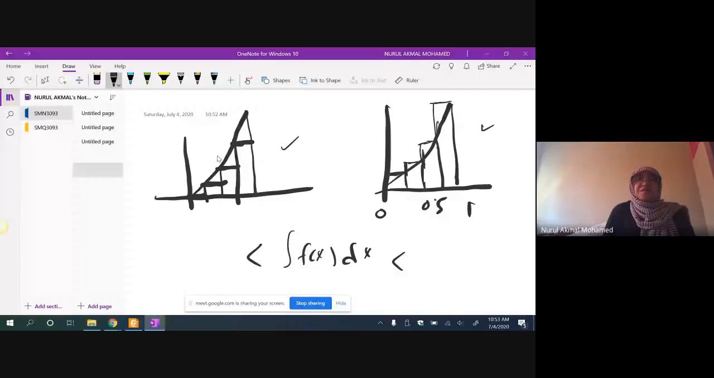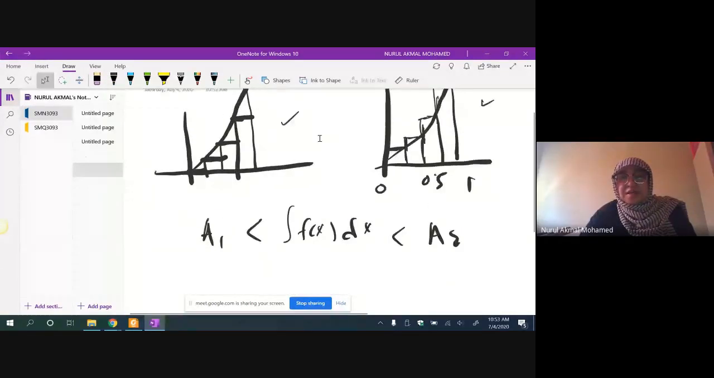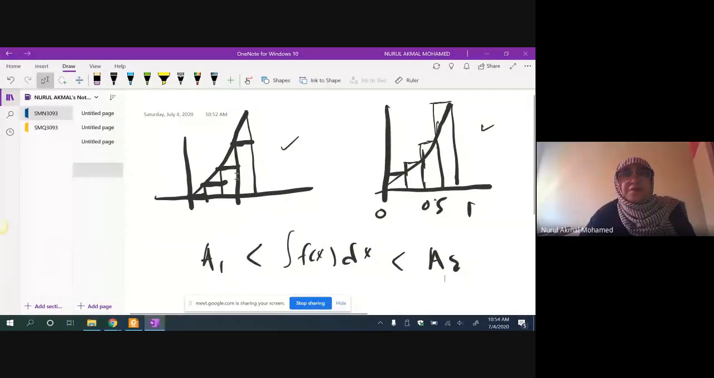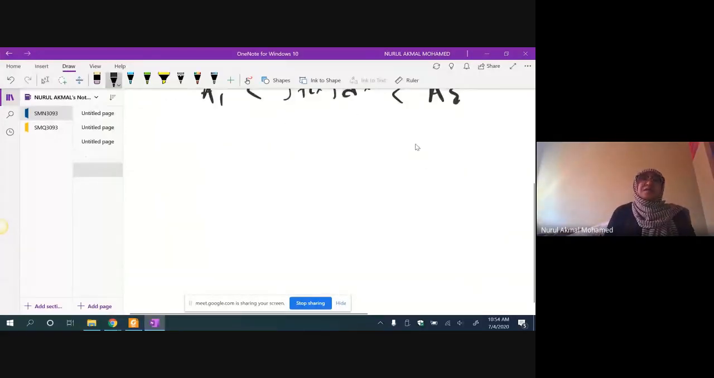Okay, the summation of this area I may write as A1, and it is also less than A2. A2 is this one. And of course, instead of using the left hand point and right hand point, we can also consider the center point.